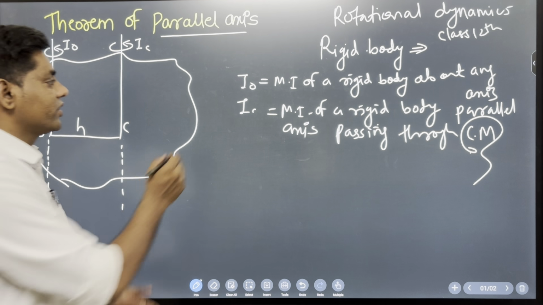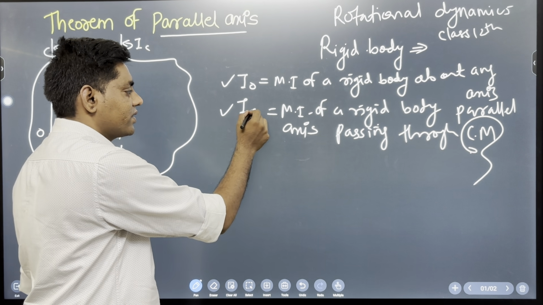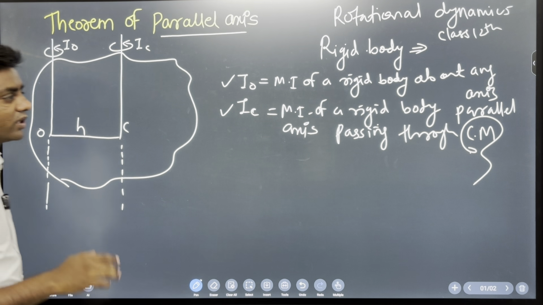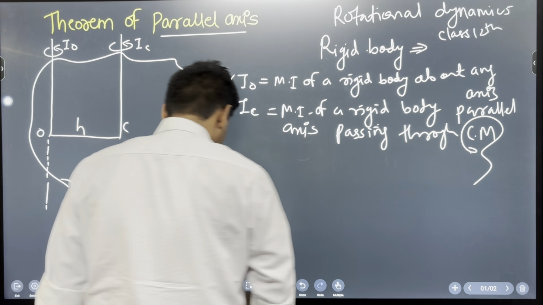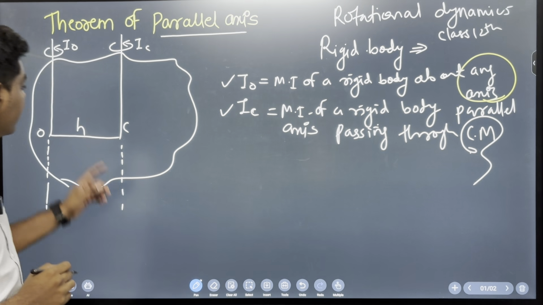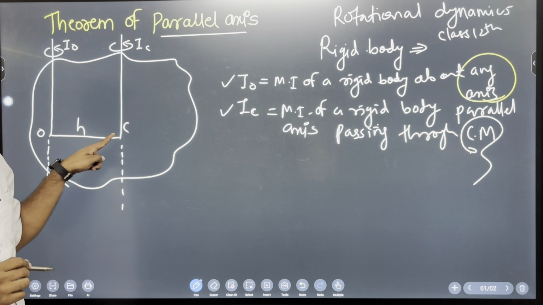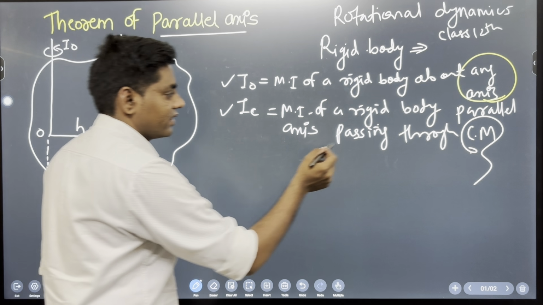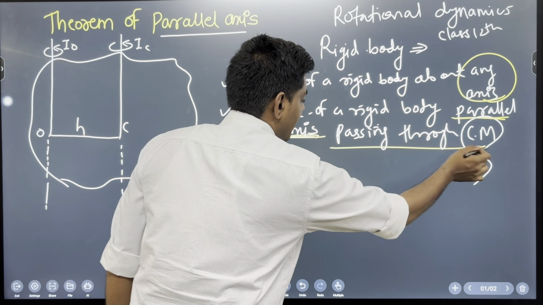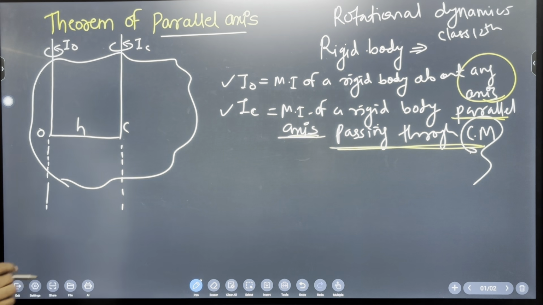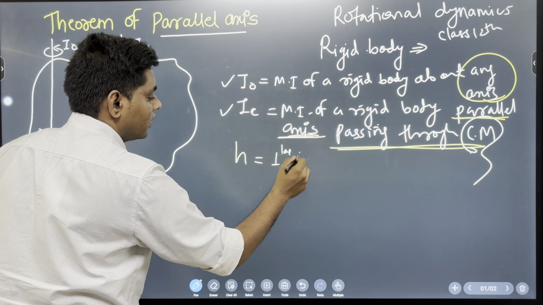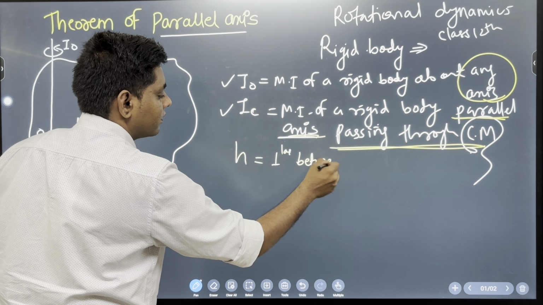So there are two quantities, first IO and second IC. IO is the moment of inertia about any axis. Remember the words most importantly: about any axis. The other is the moment of inertia about a parallel axis, and this parallel axis passes through the center of mass, and h is the perpendicular distance between them.